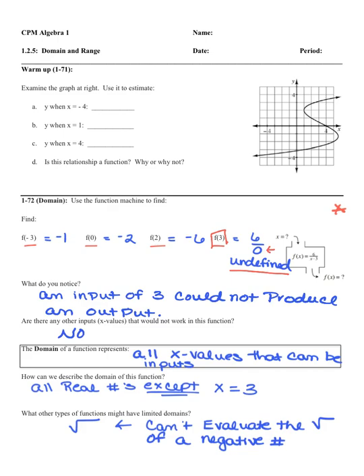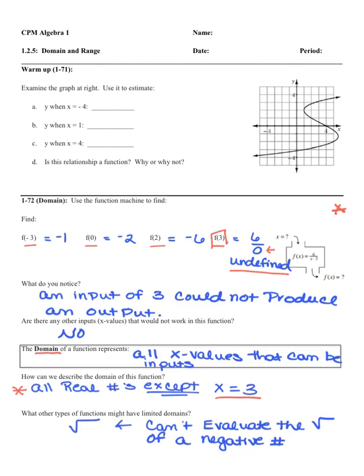From this, we came up with our definition of what a domain is. The domain is all x values that we can use as inputs. So we said for this particular function, the domain was all real numbers, every number that you're used to working with, except x equal to 3. That's the one that won't work.